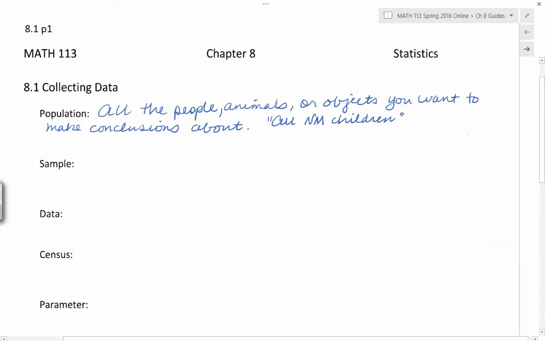The population is all the animals, the people, or the objects that you are hoping to be able to make conclusions about. An example would be all New Mexico children. So I might want to do a study so that I could make some conclusions about, say, the average height of a child in New Mexico. And then my population would be all New Mexico children.